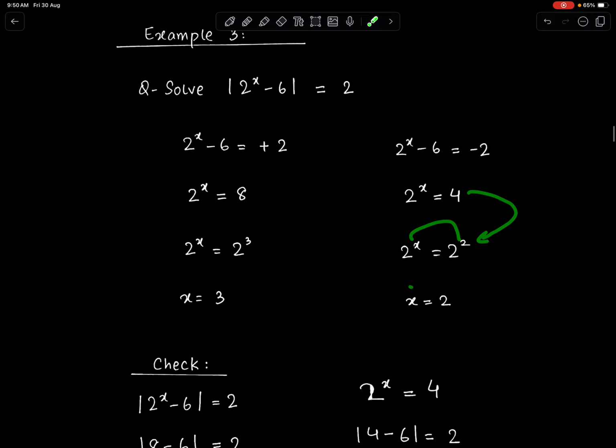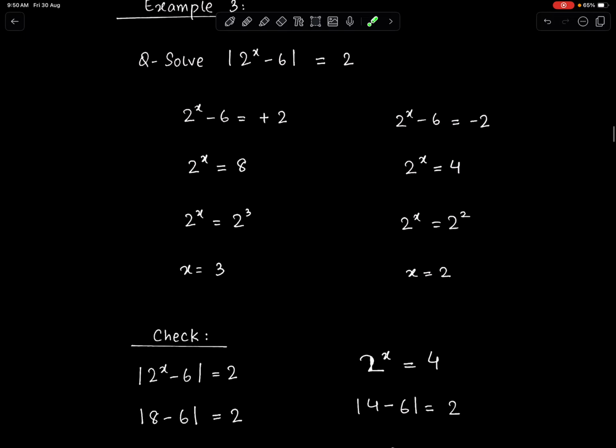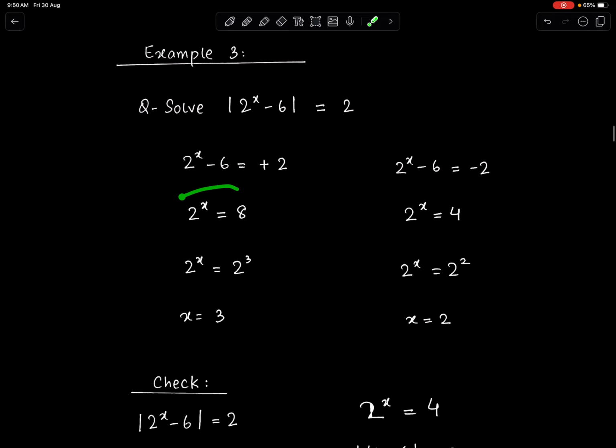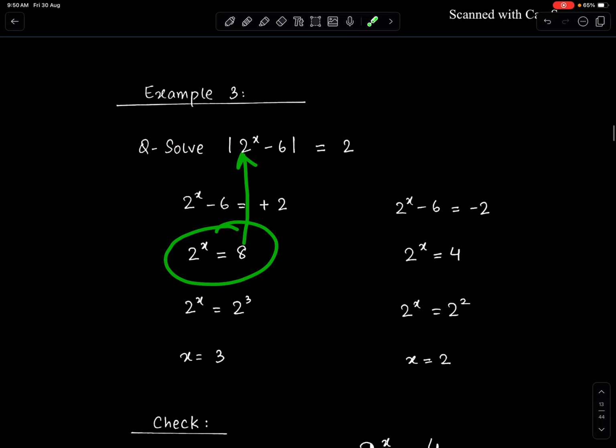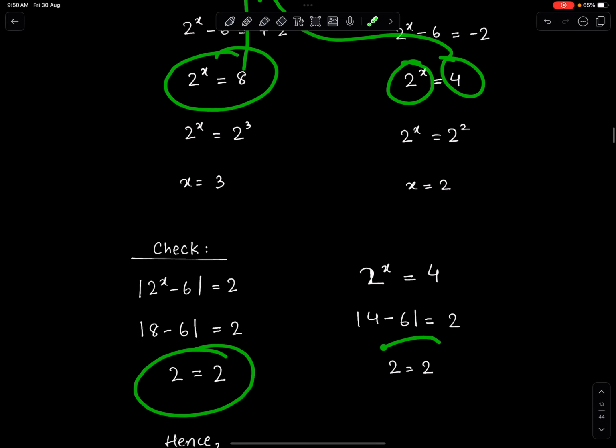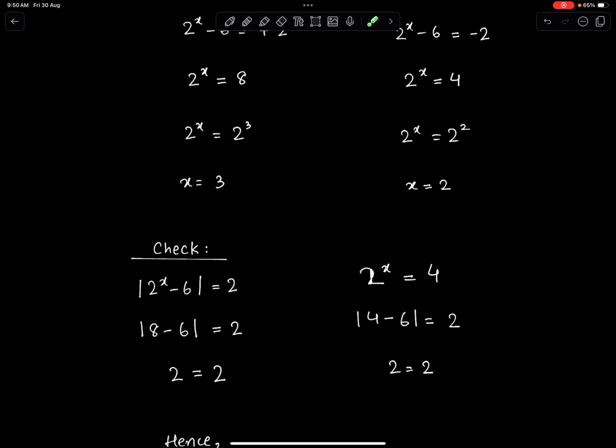Now check the answers with the original equation. So when we substitute 2 power x is equal to 8 here, we'll get 2 is equal to 2. And when we substitute 2 power x is equal to 4 here, we'll get 2 is equal to 2. So both answers are right.